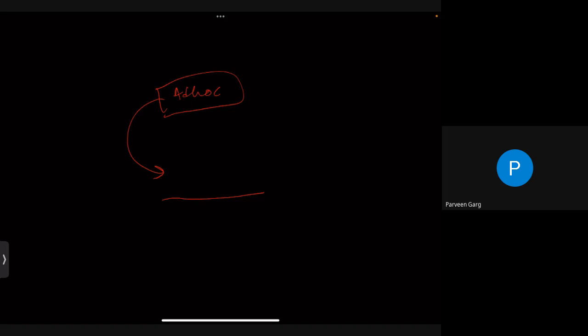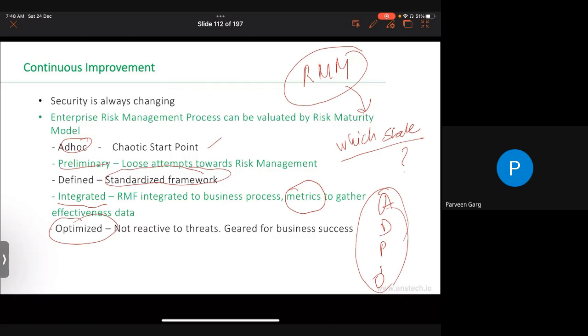So you know that the moment you have gone through something like this, ad hoc, preliminary, defined, integrated, and optimized. If you've understood that, ad hoc means, of course, it's chaotic. Preliminary means there are loose attempts. Defined means there is a framework. Integrated means you are able to gather metrics. Optimized means you are geared up for business, based on risk management. So yes, RMM is a thing which comes in the exam, but this is how you remember it.